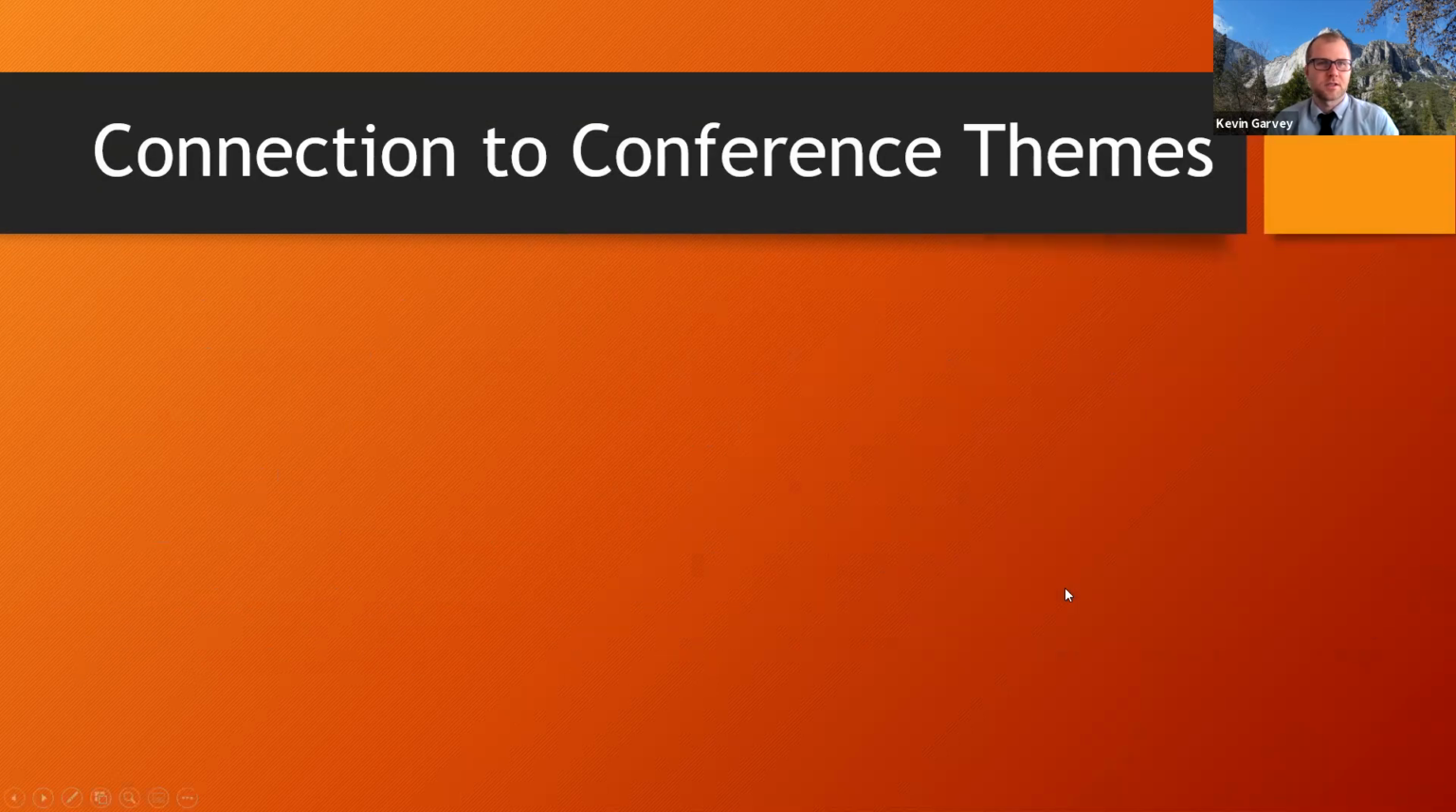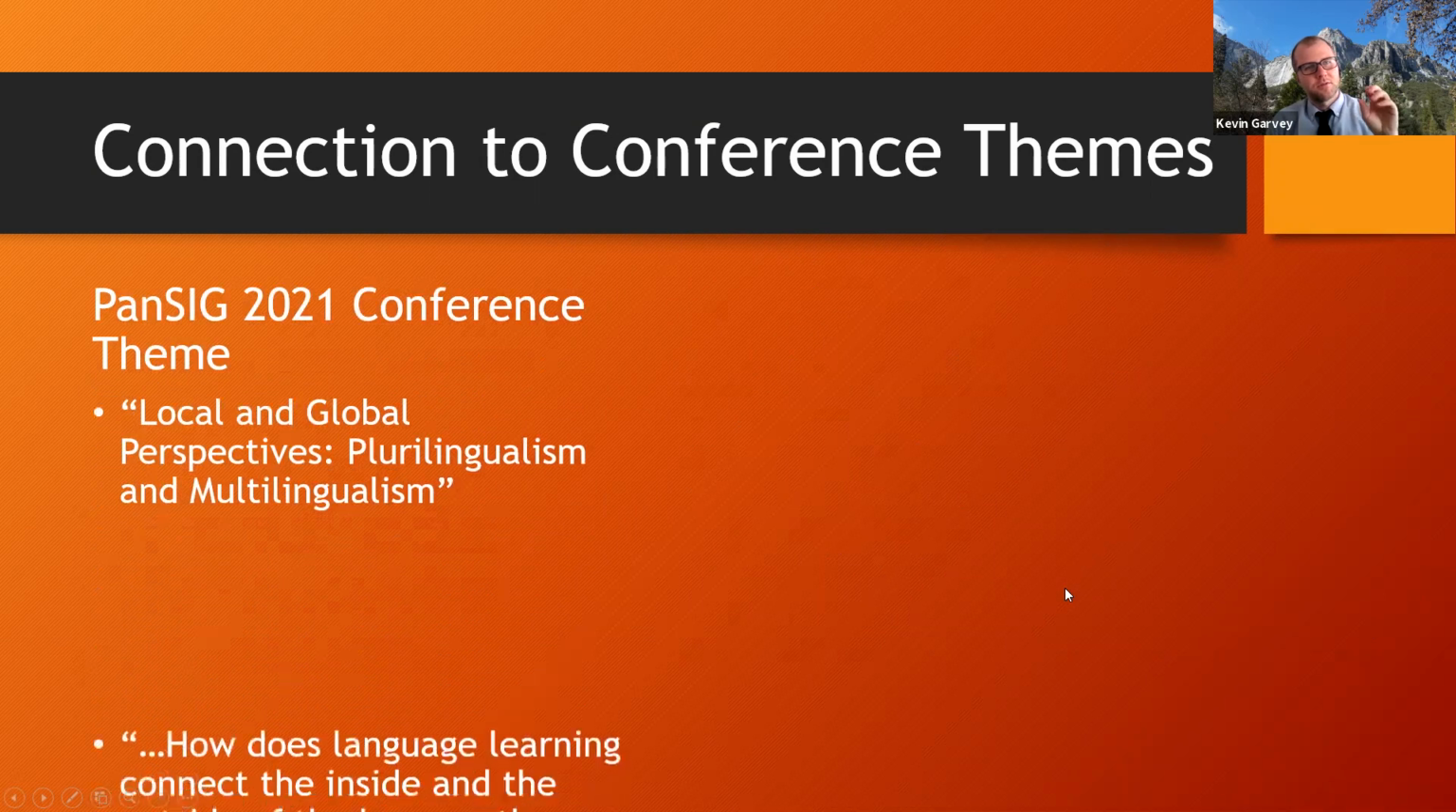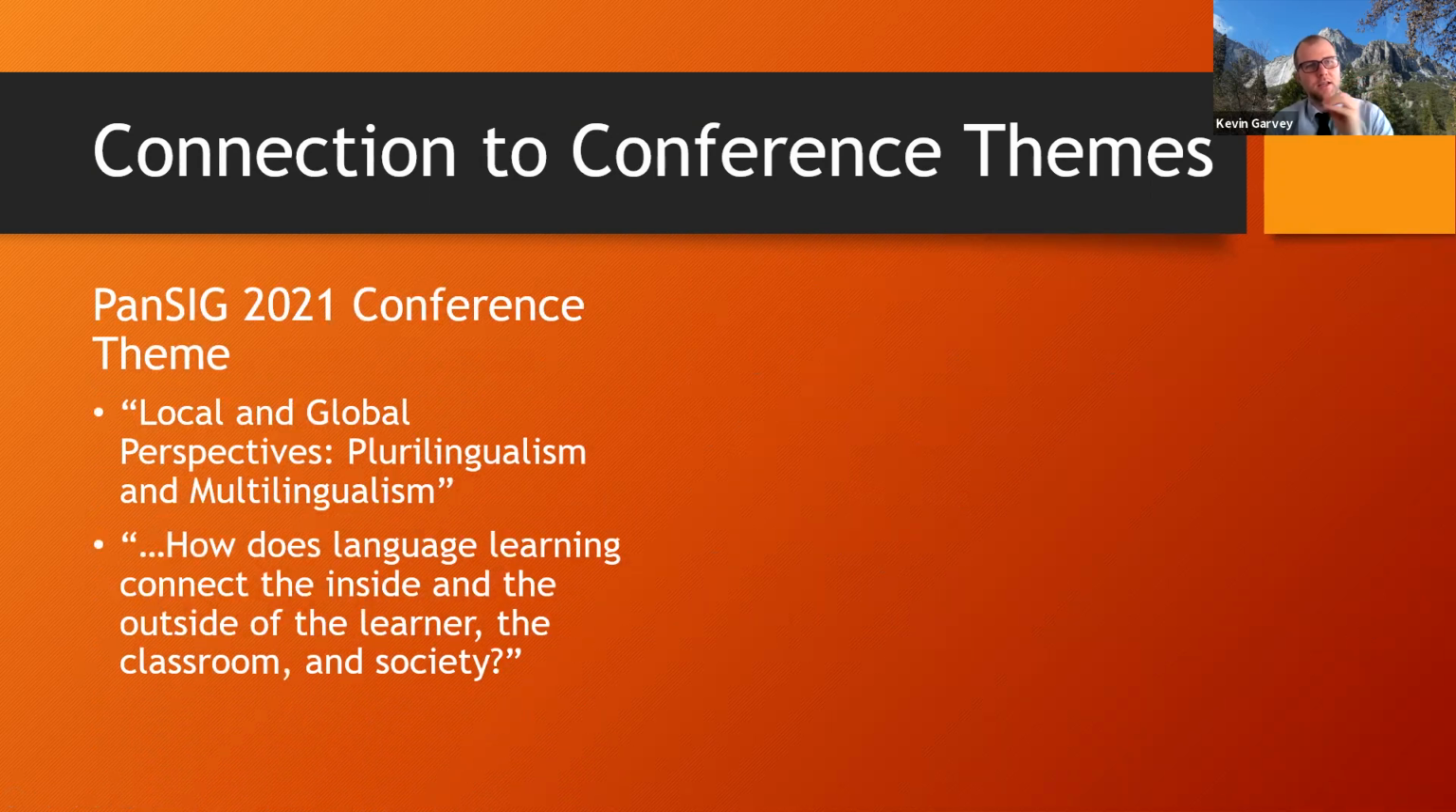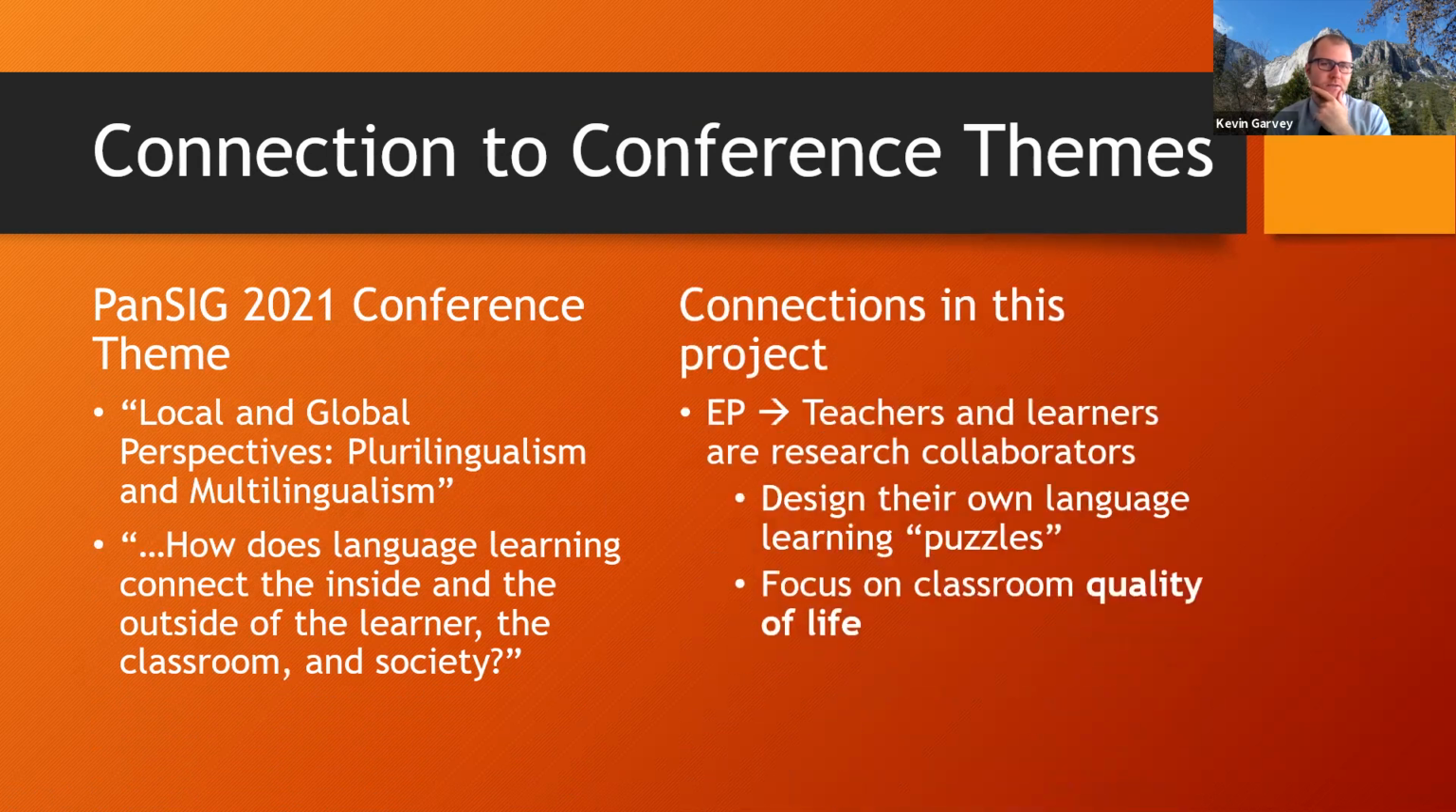So making the connection first, when we looked at this conference, we focused on this point, how does language learning connect the inside and the outside of the learner, the classroom, and society? We were looking at this topic of EP, exploratory practice, and I'll explain more about the theory. The essence of it, the takeaway of it, is that teachers and learners are research collaborators. Students are not participants, but rather collaborators. They take part in the research process. And they do so by designing their own language learning puzzles. And the focus of EP is on classroom quality of life.